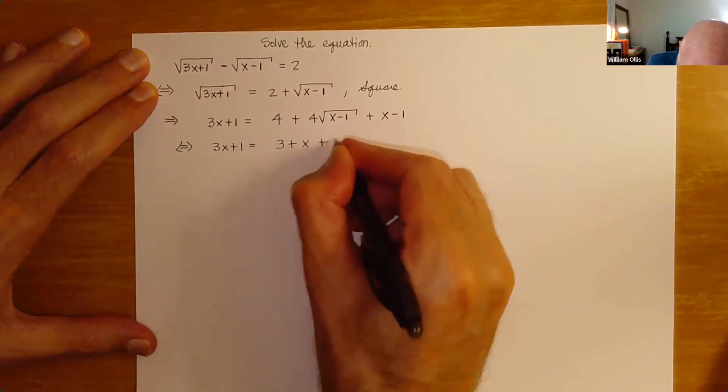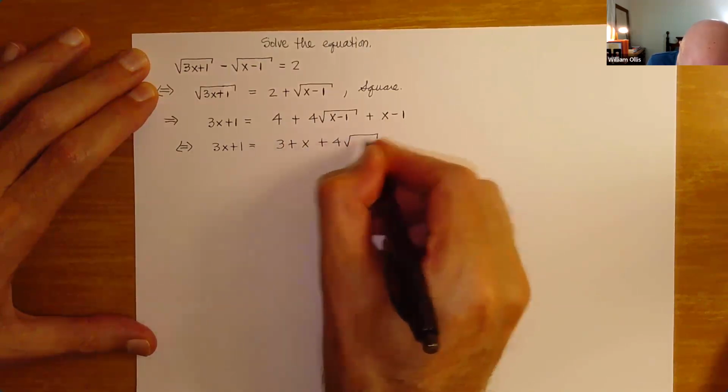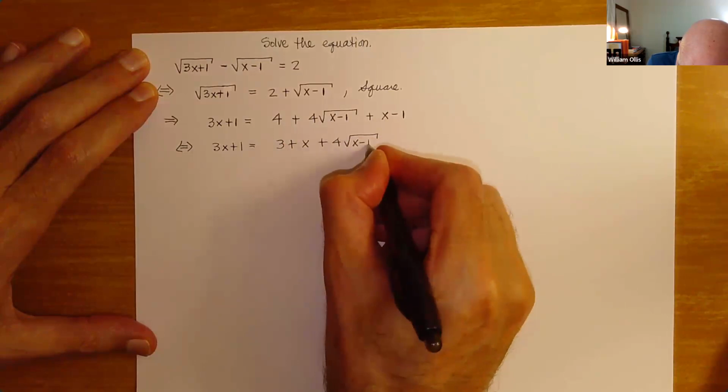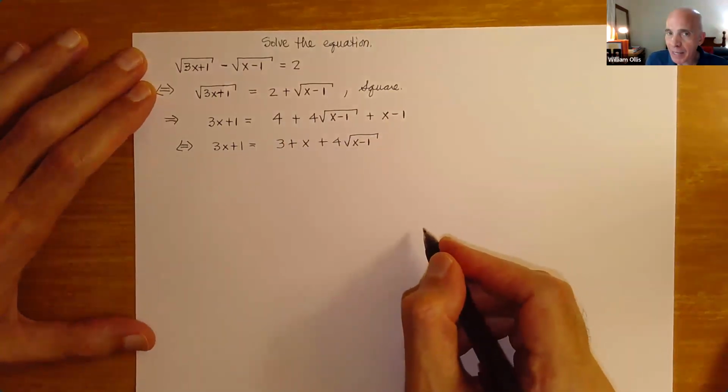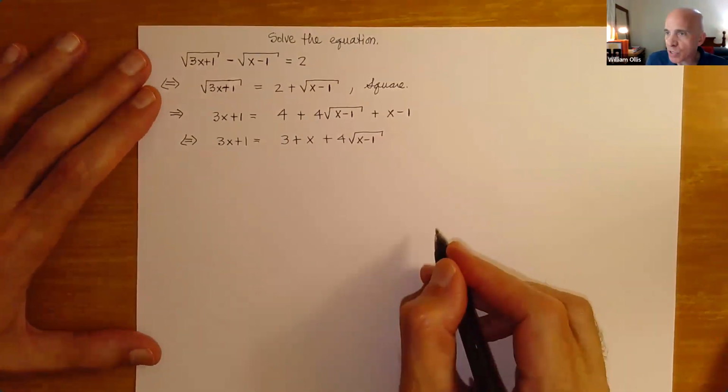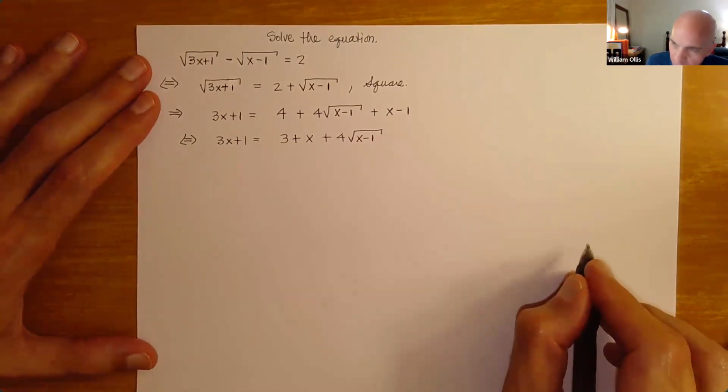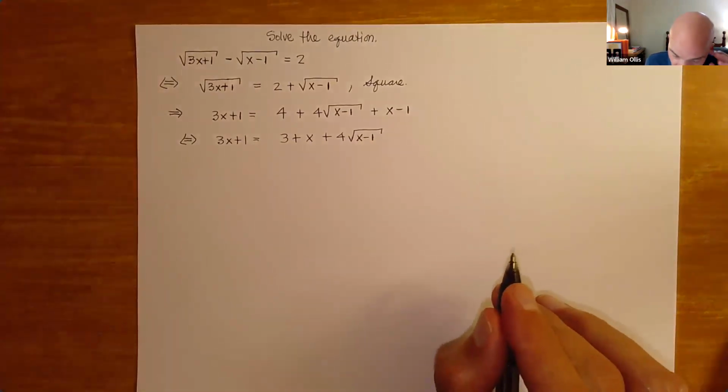And then we have the radical term. Now just remember, if the radical is multiplied by a number, you don't have to worry about that. You just square that too. It won't make any difficulty for us.